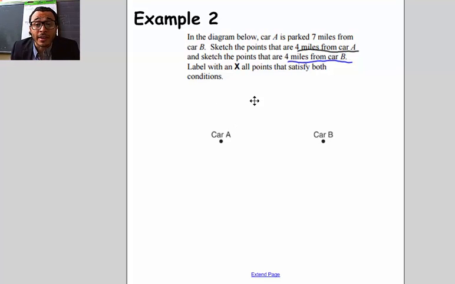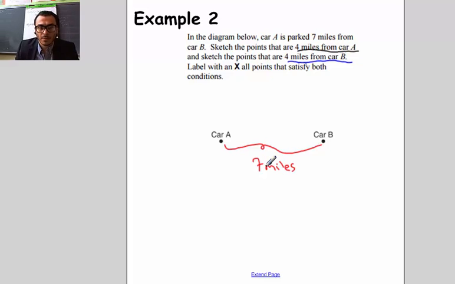All right, now, these cars are parked 7 miles apart, right? So it says car A is parked 7 miles from car B. So they are 7 miles apart. Sketch the points that are 4 miles from car A. Understand this is a fixed distance from a point condition, so that's going to produce a circle. So I'm going to get my compass out.